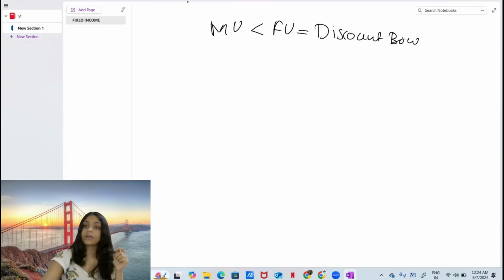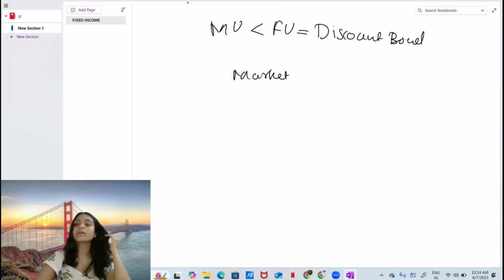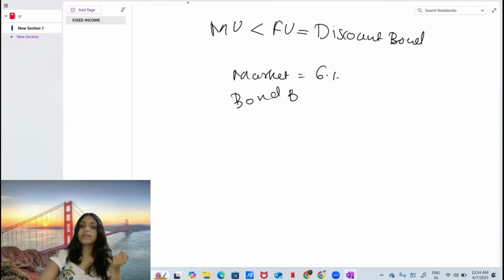Discount bond. Now, for example, the general market is issuing the bond at a coupon of 6%. But you, on the other hand, don't want to pay so much to the investors. So you decide that your bond B is going to only pay a 4% coupon annually.